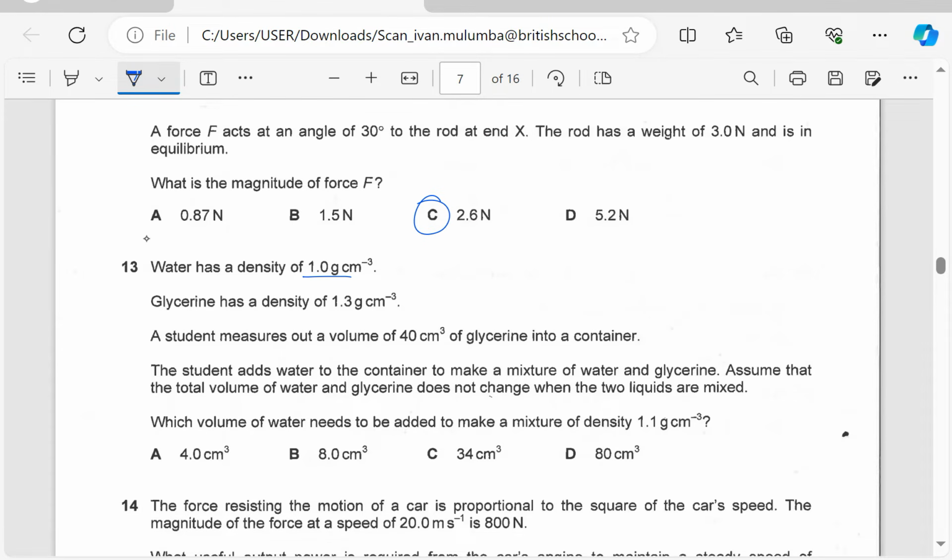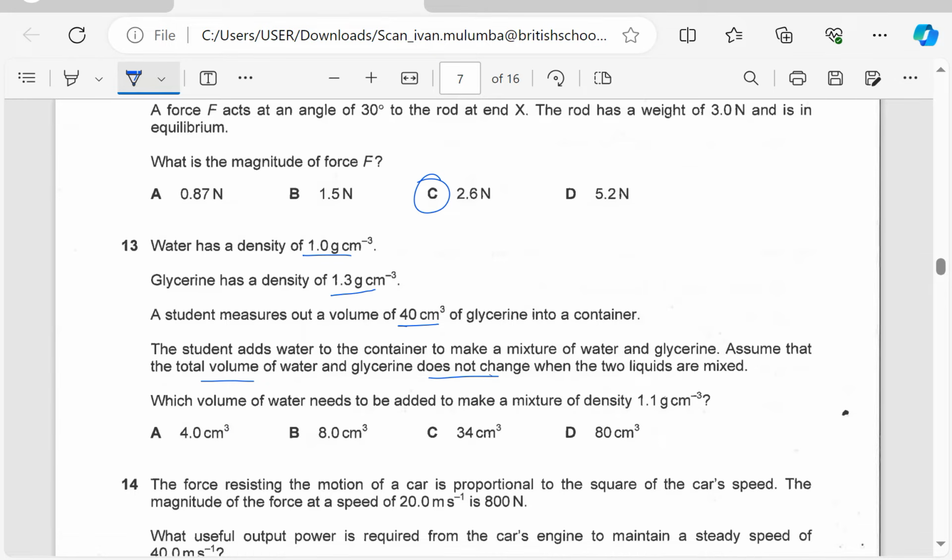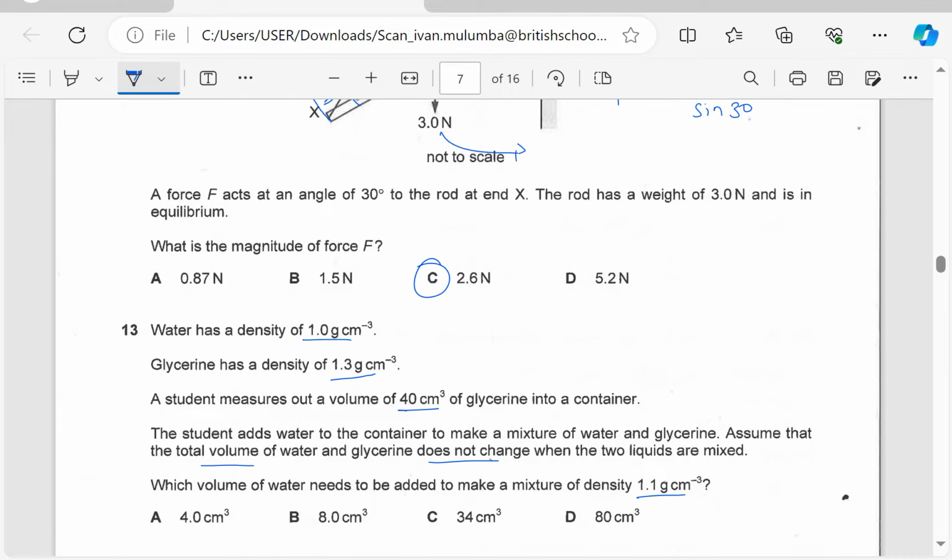Water has a density of 1 gram per centimeter cubed. Glycerin has a density of 1.3 grams per centimeter cubed. A student measures out a volume of 40 centimeters cubed of glycerin into a container. The student adds water to the container to make a mixture of water and glycerin. Assume that the total volume of water and glycerin does not change when the two liquids are mixed. Which volume of water needs to be added to make a mixture of density 1.1 grams per centimeter cubed? Okay. So first of all, we need to find the mass of water. We know that the mass of water is the density of water times the volume of water.